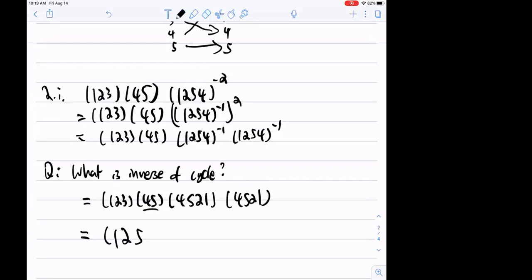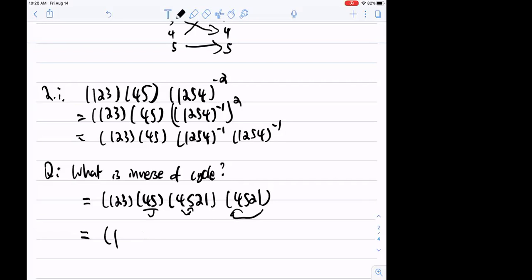And then where does 5 go? 5 goes to 2. 2 goes to 1. And then 1 goes to 2. I must have done something wrong. Hold on. I think so. 1 goes to 4, and that's where I messed up. So 1 goes to 4, 5, and then 4 again, and you close.